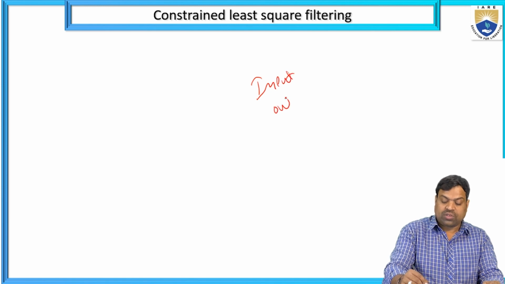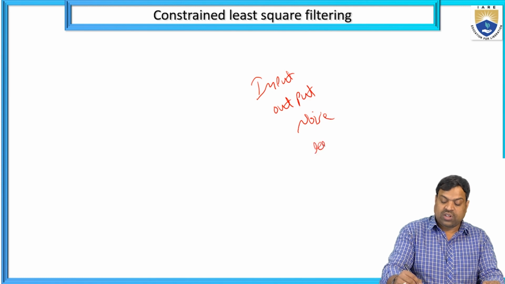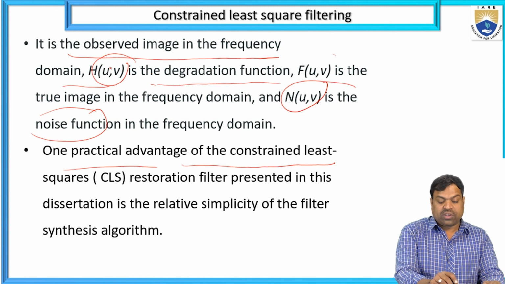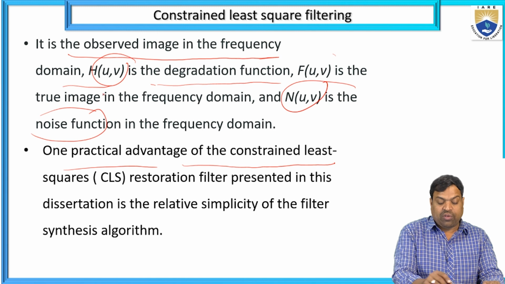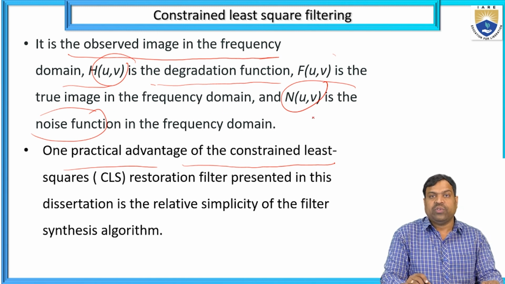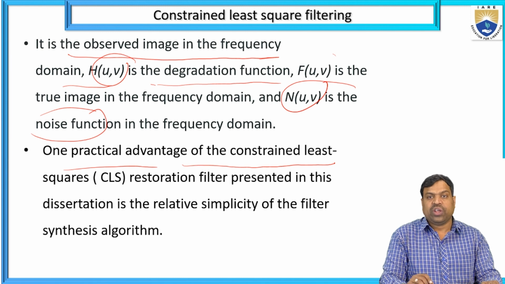Input, output, noisy and degradation function. Okay, these are all added here. In the frequency domain, H(u,v) is the degradation function, F(u,v) is the input image, that is the true image, and N(u,v) is the noise function in the frequency domain.